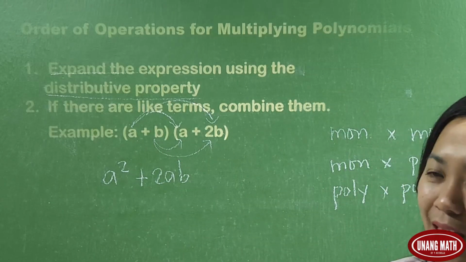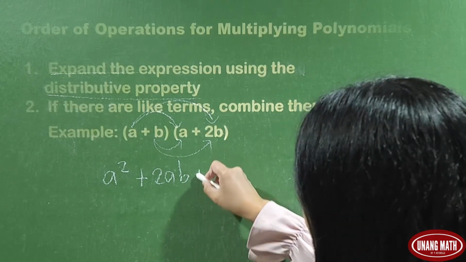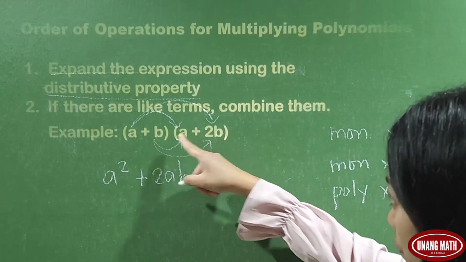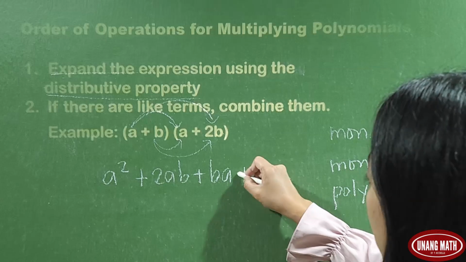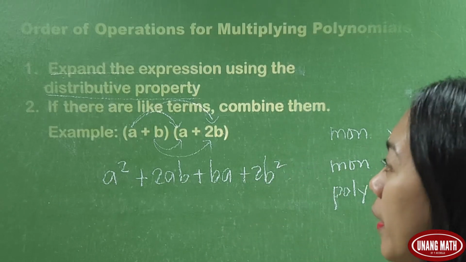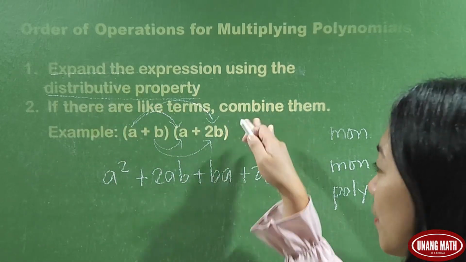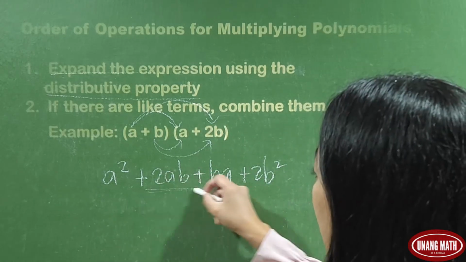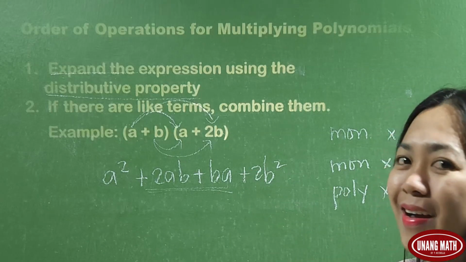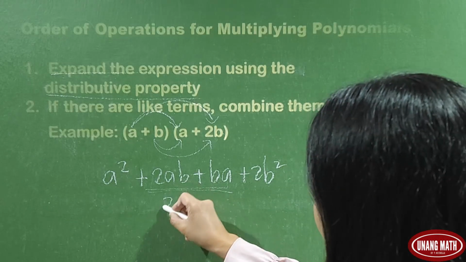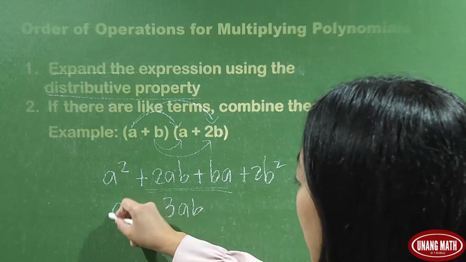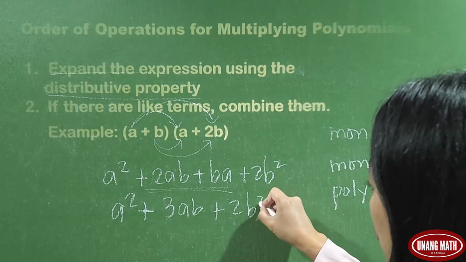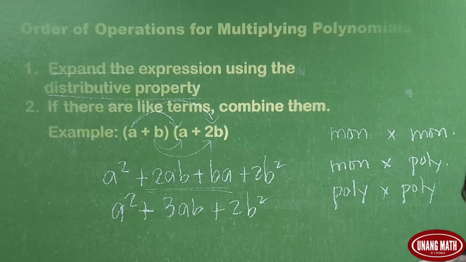What about b times a? That would be ba, or plus ba. And this is b times 2b, then that would be plus 2b squared. If there are like terms, then we are going to combine those like terms. In here, 2ab and ba are like terms, so let's combine. That's going to be 3ab. So it means we have a squared plus 3ab plus 2b squared.